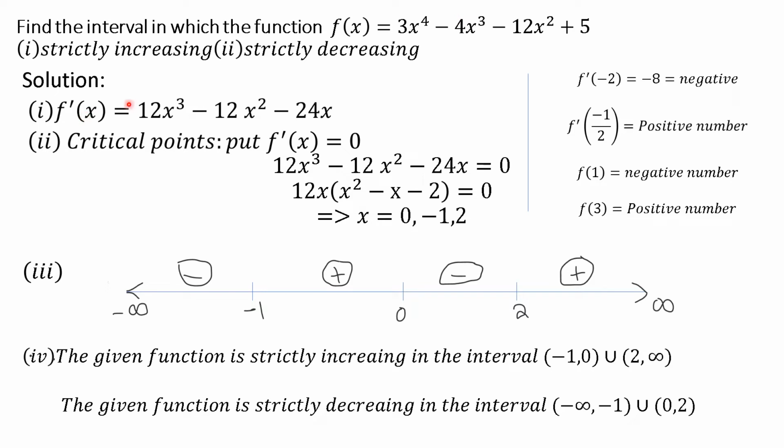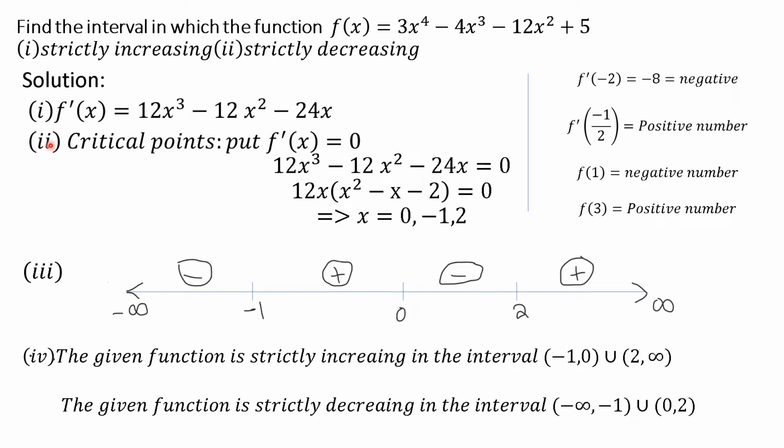What is the first step? Differentiate by the derivative test. Differentiate this with respect to x. Differentiation of f of x is f dash of x. Differentiation of 3x to the power 4 is 12x cube. Differentiation of 4x cube is 12x square. Differentiation of 12x square is 24x, and differentiation of the constant 5 is 0. This is the first step. The differentiation part is over. What is the next step?